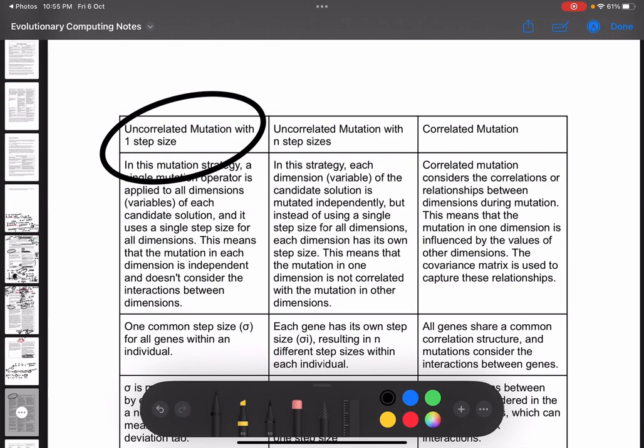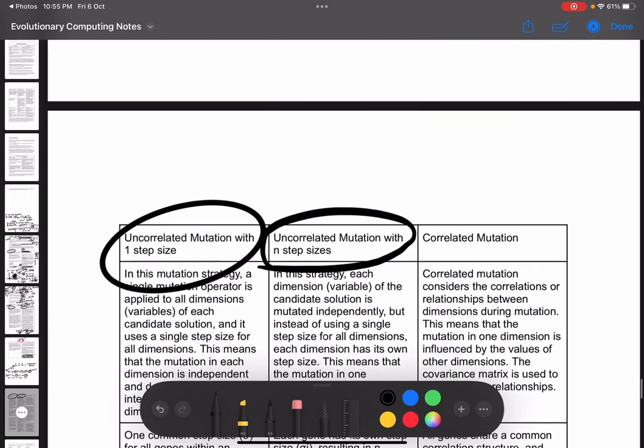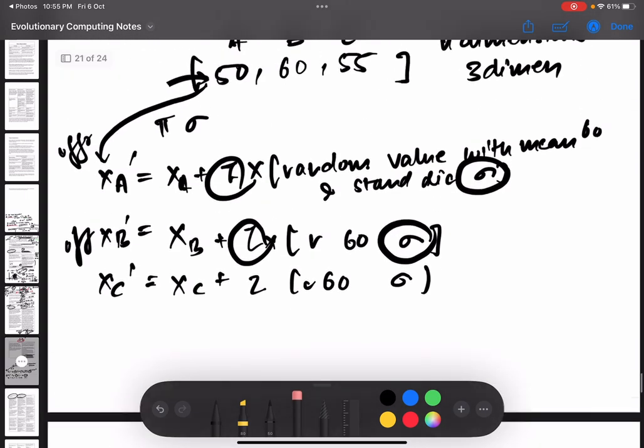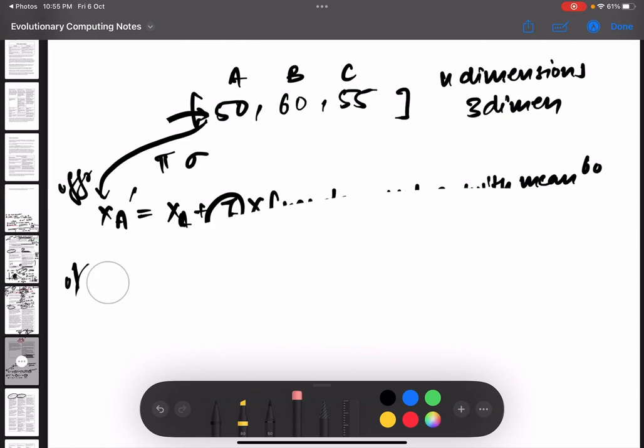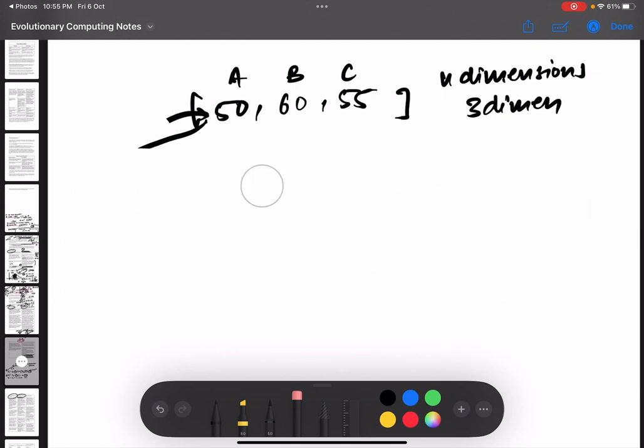Now, uncorrelated mutation with n step sizes basically means for each of these dimensions, we will have a different standard deviation and different learning rate.